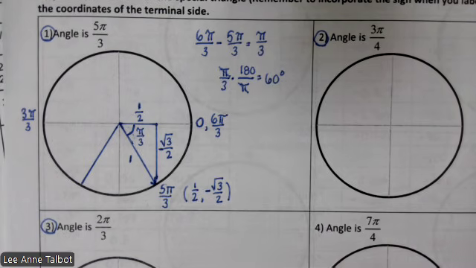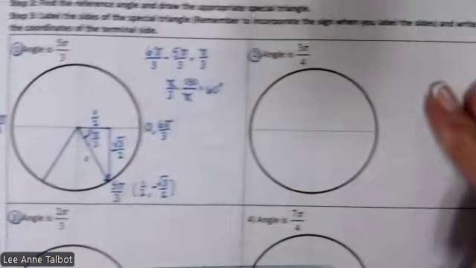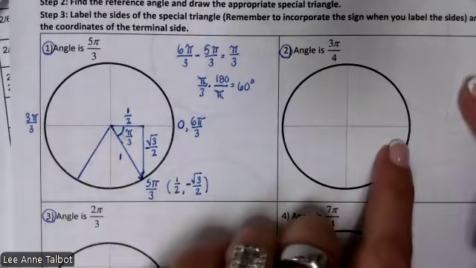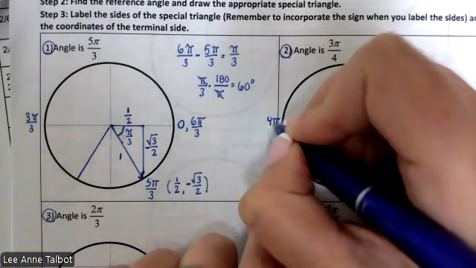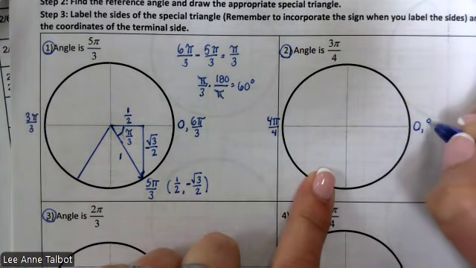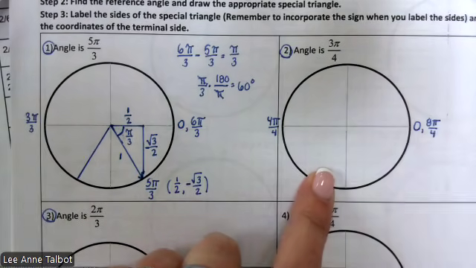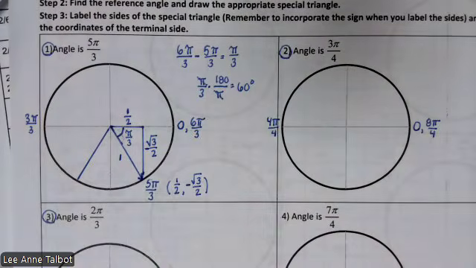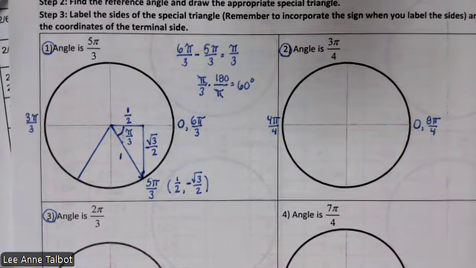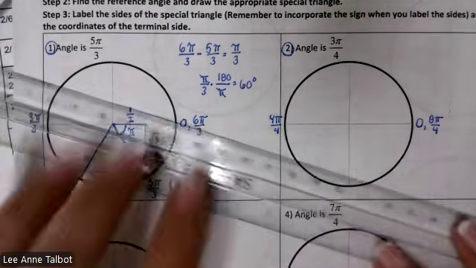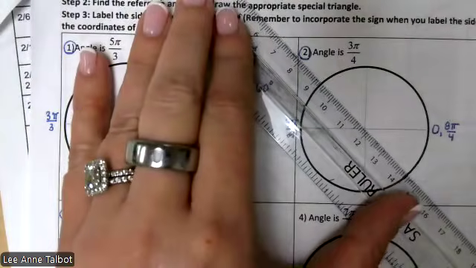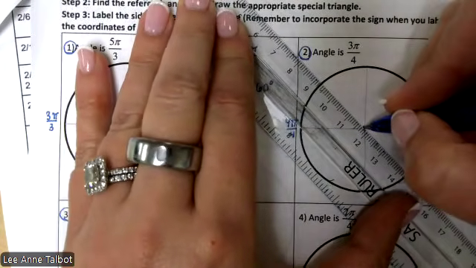Okay. Number 2. Angle is 3π/4. 0, 4π/4, 8π/4. Does it make sense to you that the angle 3π/4 will be in the top half of the circle? Okay, so I'm going to cut the top half of the circle into 4 equal pieces. So I'm just going to cut each of the quadrants down the middle.